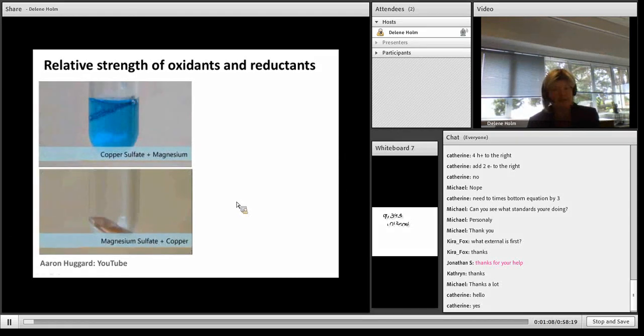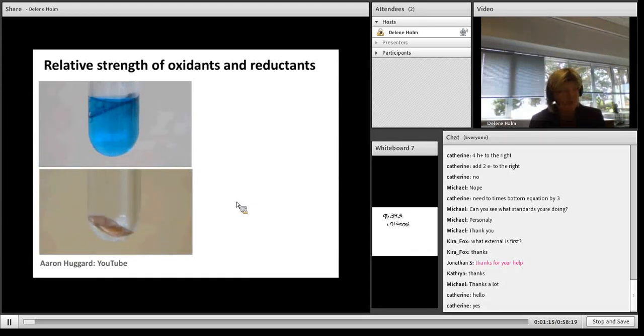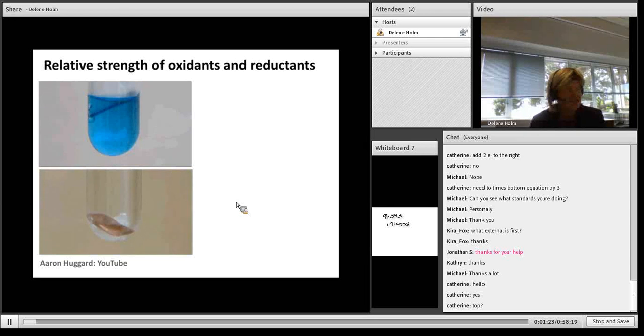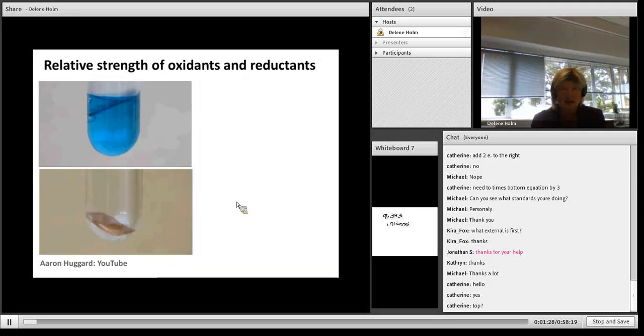So we're doing copper sulfate and magnesium in the top one, and magnesium sulfate and copper in the other one. Now, which one is reacting, the top one or the bottom one? The top one. Yep, you can see there's a reaction going. Remember that triangle of observations, the macro, the micro, and the model. So the macro is all the observations. You can see there's no change in the bottom one, but there are bubbles. If you did it long enough, you should see that the blue color fades and so on.